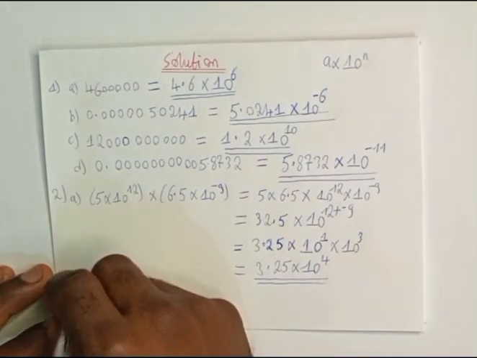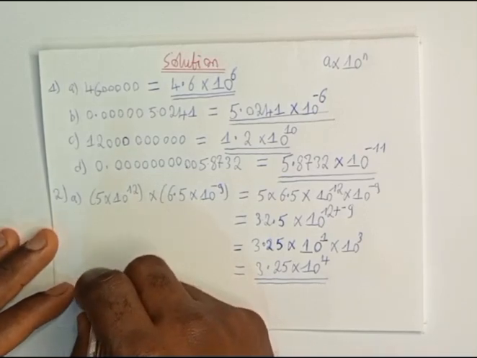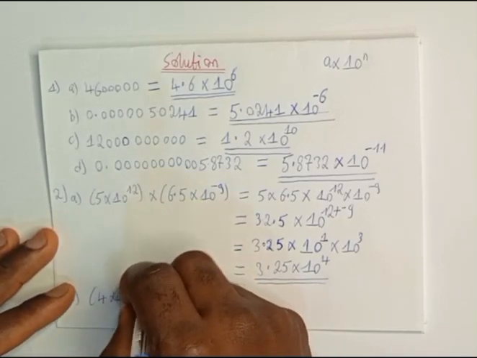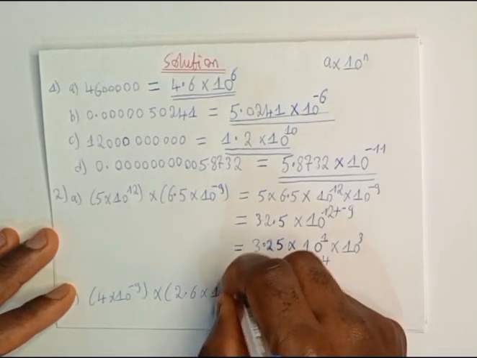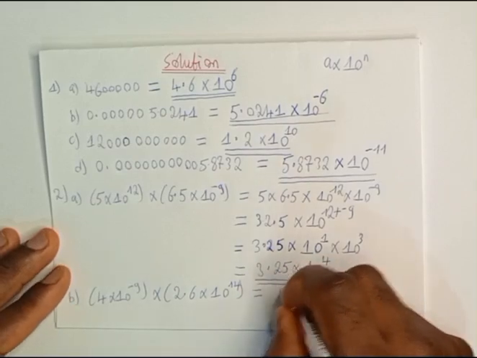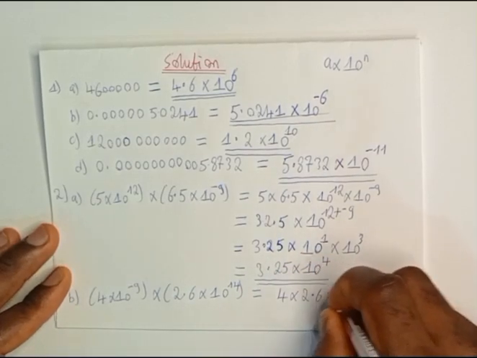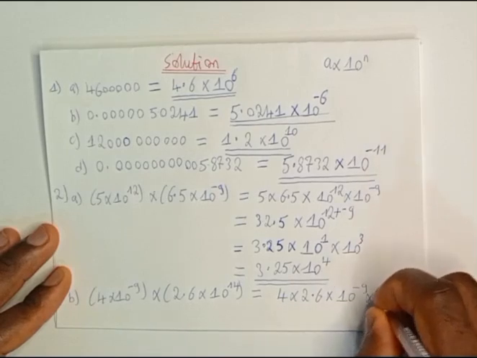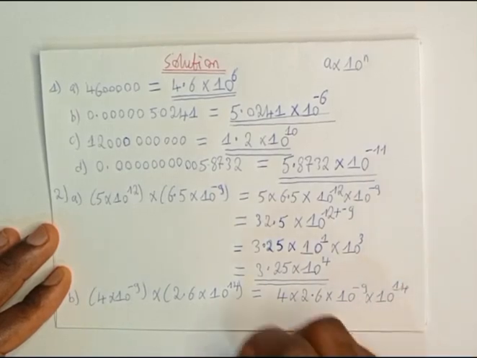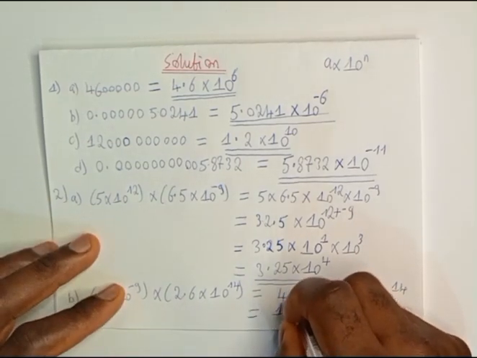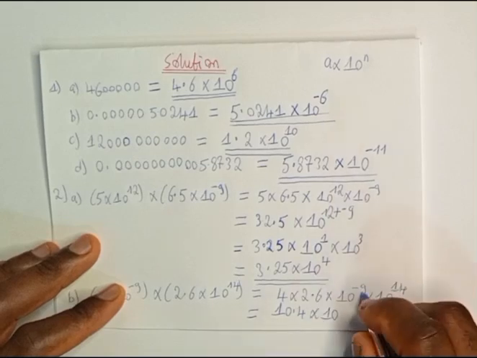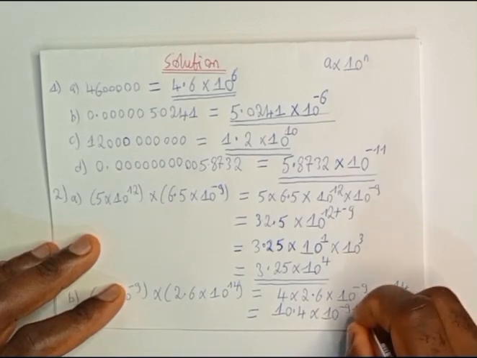We move now to question B. Question B, we have 4 times 10 to the power negative 9 times 2.6 times 10 to the power 14. This will simply be equal to 4 times 2.6 times 10 to the power negative 9 times 10 to the power 14, which is simply equal to 4 times 2.6 gives us 10.4 times 10 to the power negative 9 plus 14.